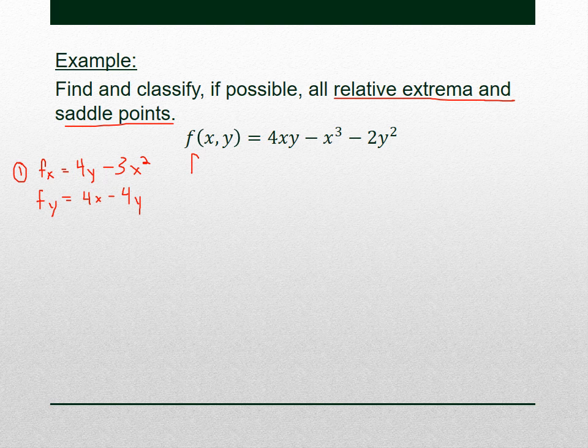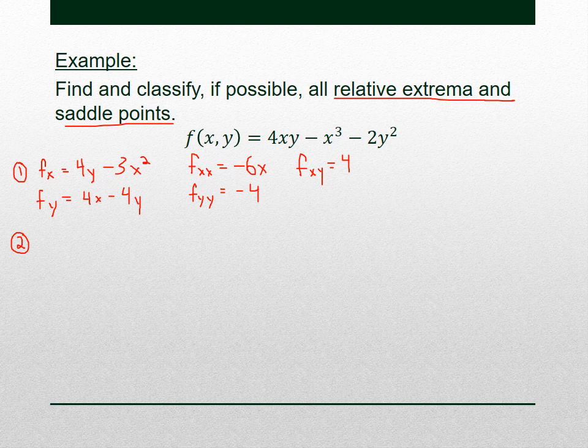Okay, now let's take fxx. We're going to go to fx, the first partial, take the partial with respect to x, and we'll get minus 6x. For fyy, we get minus 4. And for fxy, what do we get? We get positive 4. We can double check that we're on the right track. Let's take fyx. Hey, that would also be 4. That's good. So those are the same. That's what we expect to have happen.